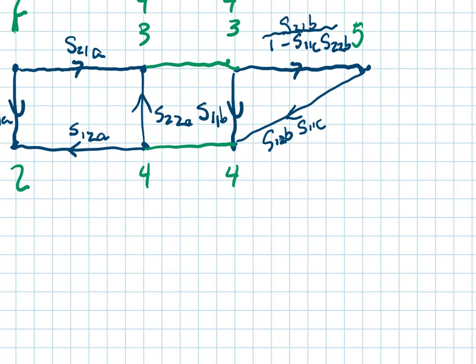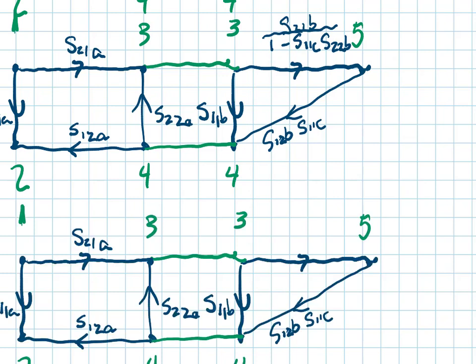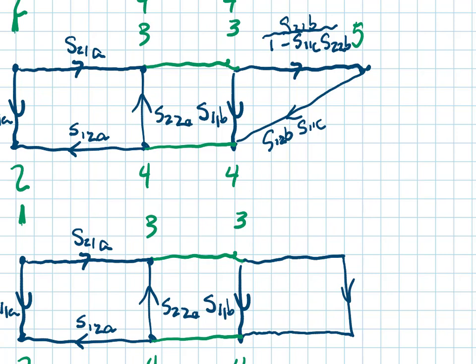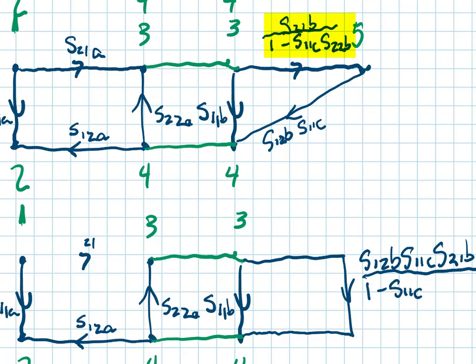Okay, now we can see we've got two branches in the same direction that can be combined just by multiplying them together. Okay, so I'm going to redraw this as a single branch. Okay, so multiplying the two together, we get S12B, S11C, and S21B divided by 1 minus S11C, S22B.